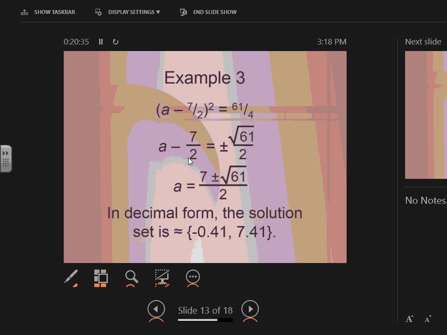I don't have it in the slideshow, so I'm going to have to say it out loud. Yes, ma'am, you have a question? Where does your 2 go? The 2 goes to both sides. I don't know what you're talking about, sweetie. 7 over 2. You're supposed to add 7 over 2 to both sides. And I did.